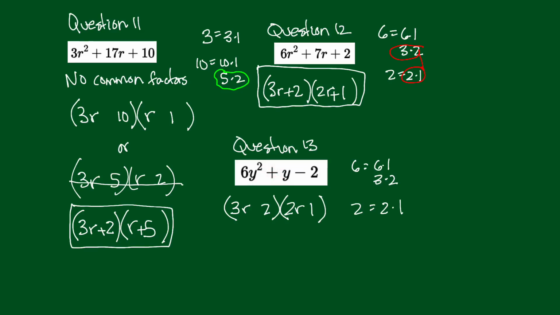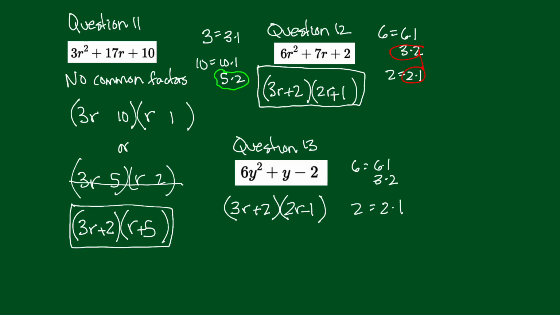Now just look at our products down here. What is the outer product? What's the inner product? The outer product is 3r. Right? Multiply them together, you get 3r. The inner product is bigger. That's 4r. So I got 3r on the out, 4r on the in. The 4r is bigger. So I'm going to put the plus sign with the bigger of those two products. So I'm going to put the plus sign here, the minus sign here.